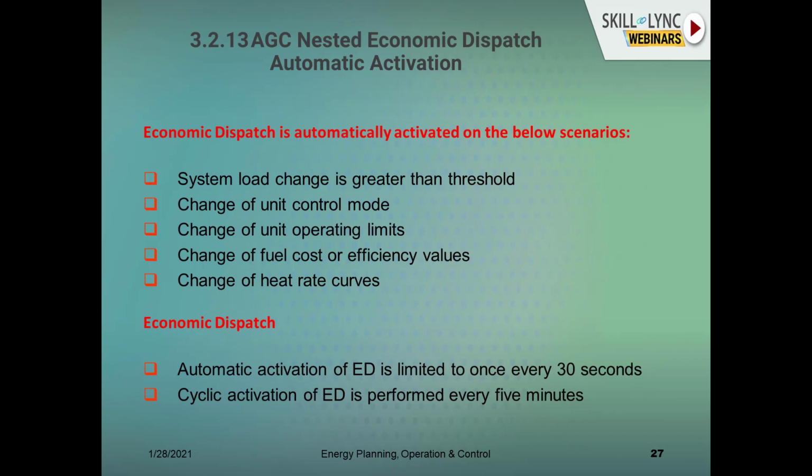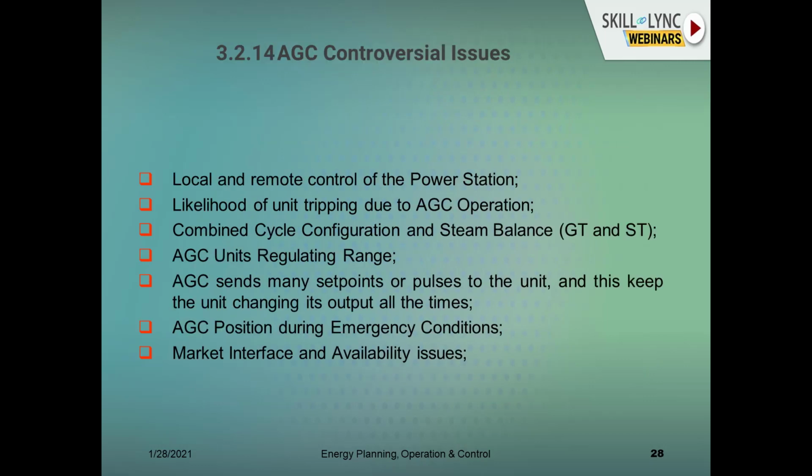Within AGC, they need to distribute the area control error among a number of units, so it has to be based on economic factors and efficiency. AGC has something called economic dispatch, which is nested within AGC and automatically controls the efficiency. It distributes the deficit in an area automatically and keeps the balance.